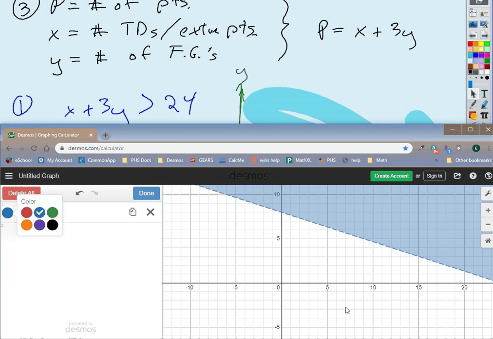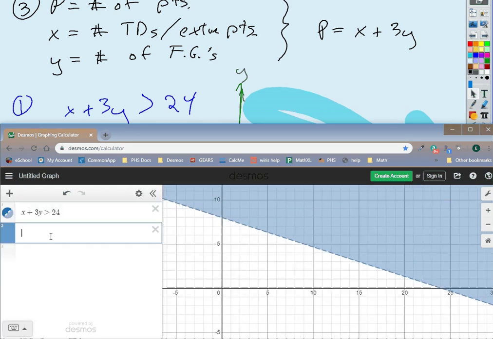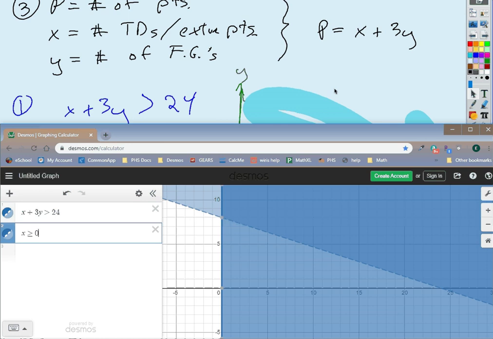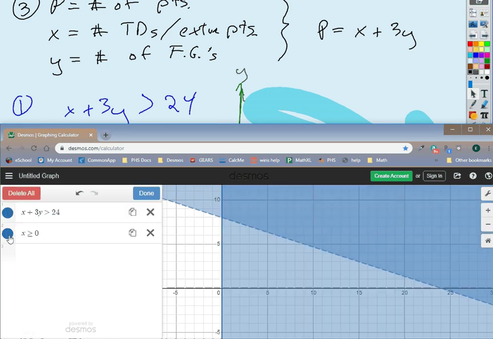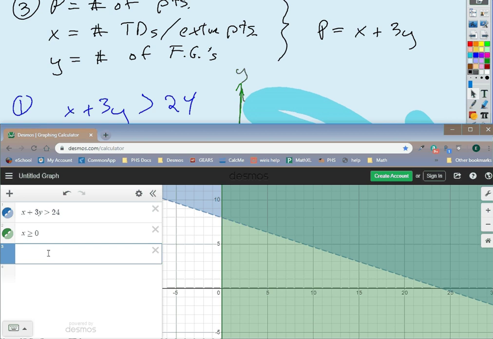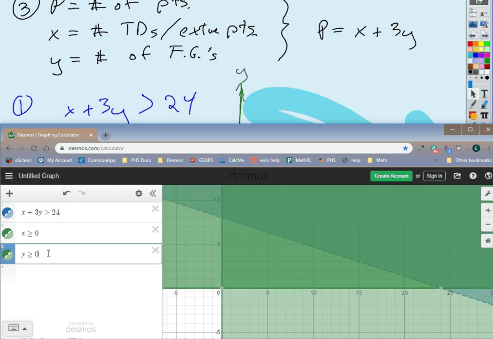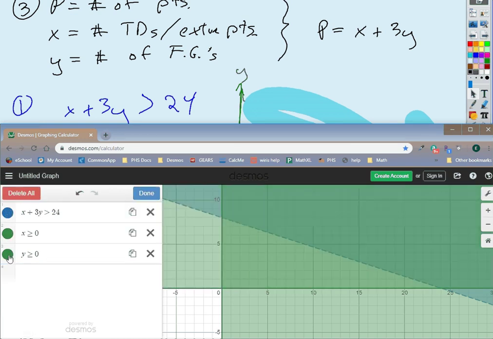So there's blue. And then we had the inequality, if I keep going, we had x, you told me, was greater than or equal to 0. And that was green, right? Okay, bear with me. And then we had y is greater than or equal to 0. And that one was supposed to be red, wasn't it?